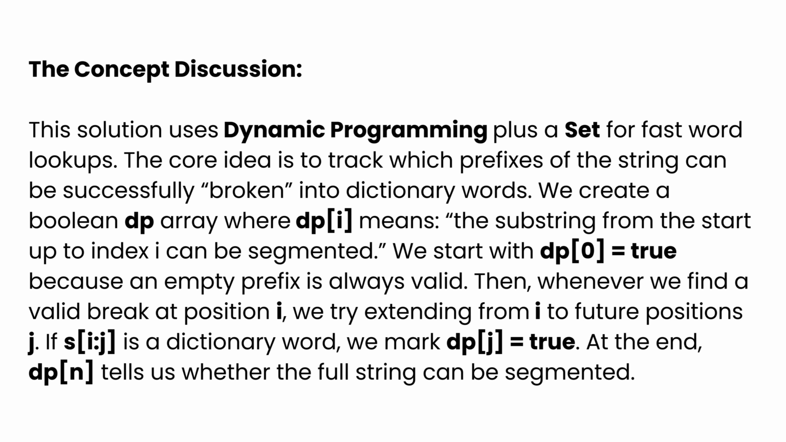We create a Boolean DP array where dp[i] means the substring from the start up to index i can be segmented. We start with dp[0] equals true because an empty prefix is always valid. Then, whenever we find a valid break at position i, we try extending from i to future positions j. If the substring from i to j is a dictionary word, we mark dp[j] as true. At the end, dp[n] tells us whether the full string can be segmented.